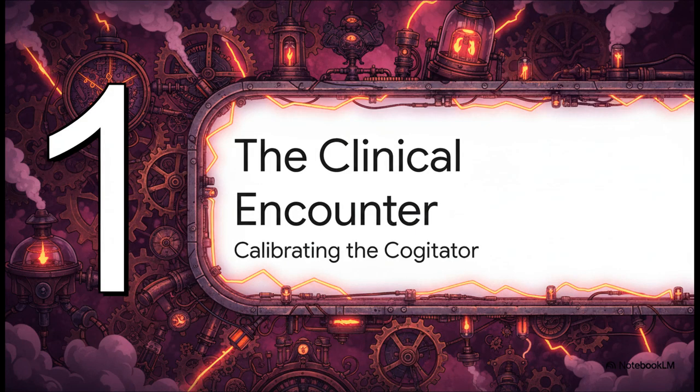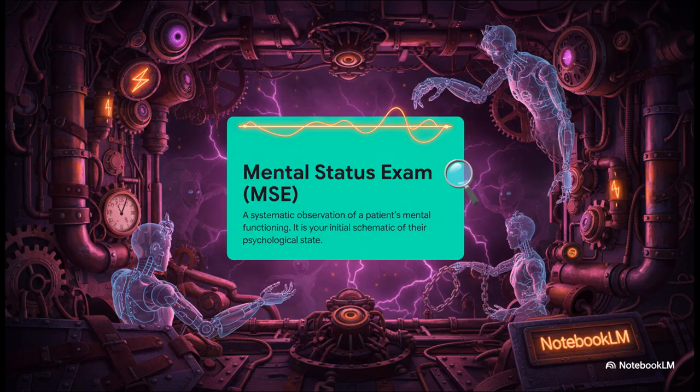Look, before we can even think about fixing the machine, we've got to understand how it's running, or not running. This first part is all about assessment, about calibrating our own tools to map the patient's internal world. Which brings us to a foundational tool, the Mental Status Exam, or MSE. Now here is the absolute key, and I really want you to hear this. This is not a checklist. It's a systematic observation that begins the second you lay eyes on the patient. The whole goal is to build rapport, not to conduct some kind of cold interrogation.